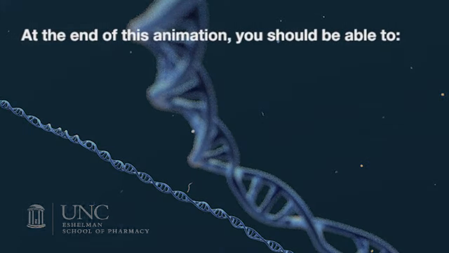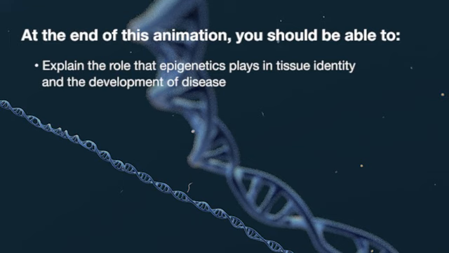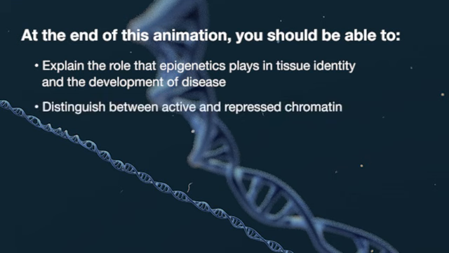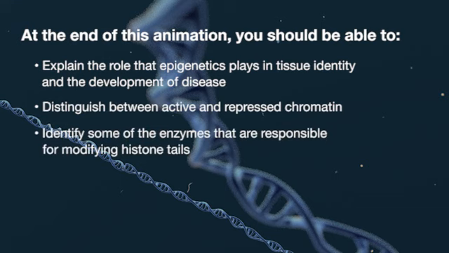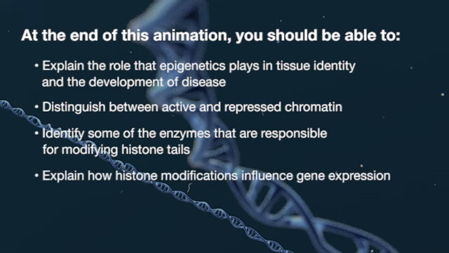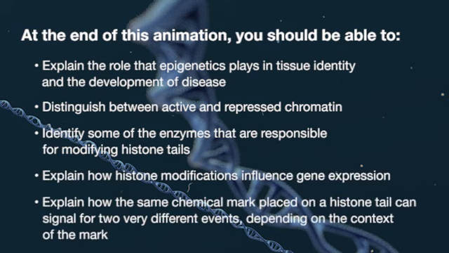At the end of this animation, you should be able to explain the role that epigenetics plays in tissue identity and the development of disease, distinguish between active and repressed chromatin, identify some of the enzymes that are responsible for modifying histone tails, explain how histone modifications influence gene expression, explain how the same chemical mark placed on a histone tail can signal for two very different events depending on the context of the mark.